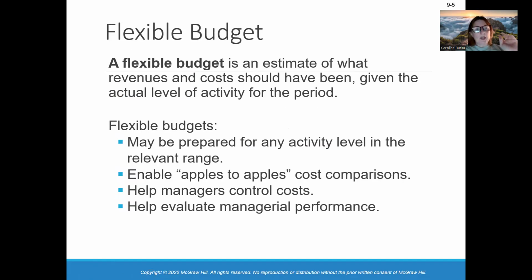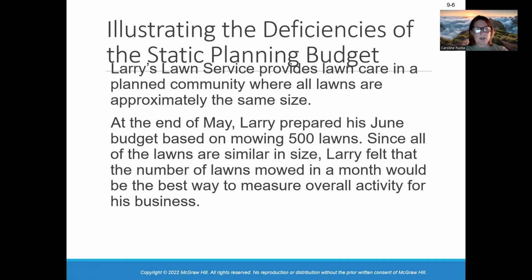So a flexible budget is different from the static budget, okay? It's an estimate of what revenues and costs should have been given the level of activity. So you can prepare these for any activity level, and they give you this apples to apples comparison, and it helps your managers to control their costs, okay? And you can in turn use these to evaluate your managers, all right? So first, we're going to look at the static planning budget to see what's wrong with it. And then we'll look at the alternative.